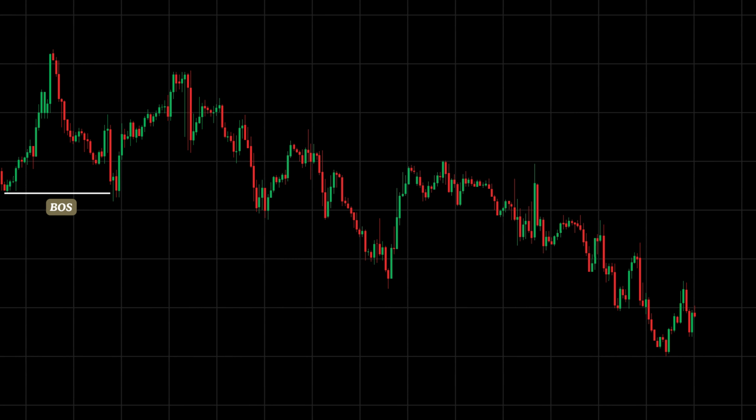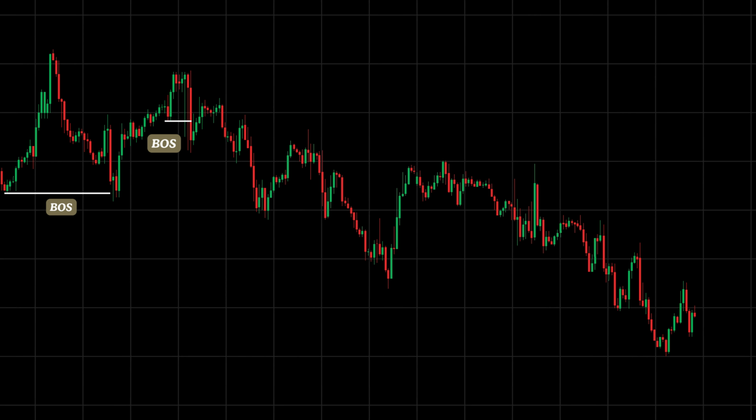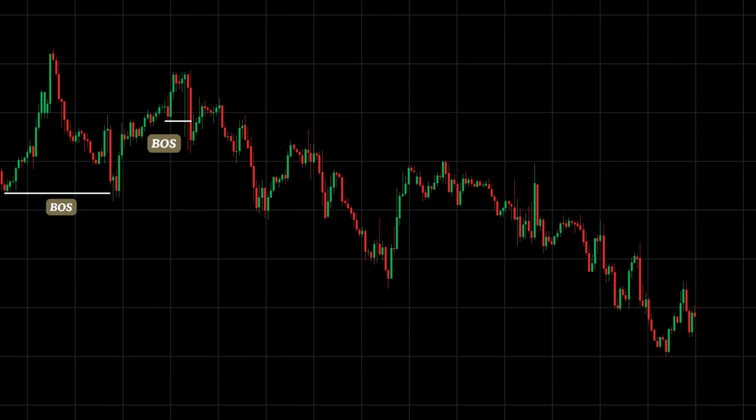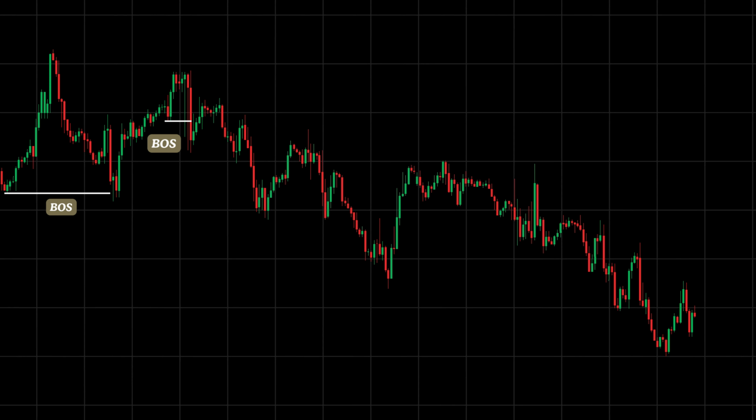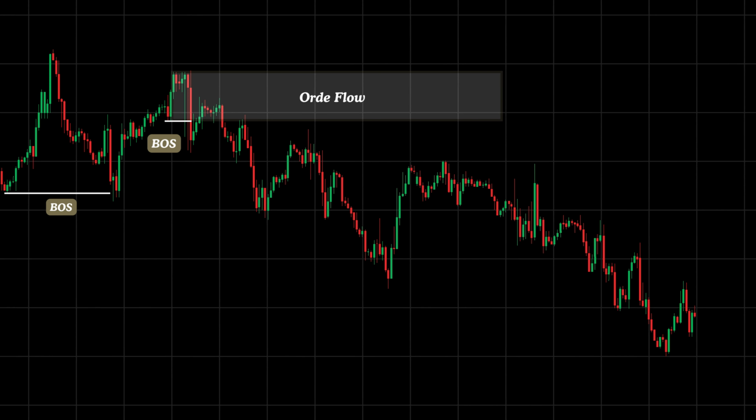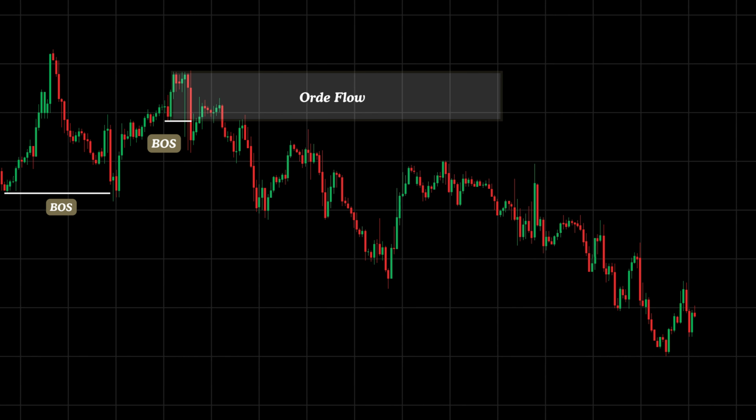A similar event occurred at this next point. The market printed another break of structure. The final bullish movement prior to this BOS formed a new order flow zone. Upon reaching this zone, price shifted direction again and moved lower.